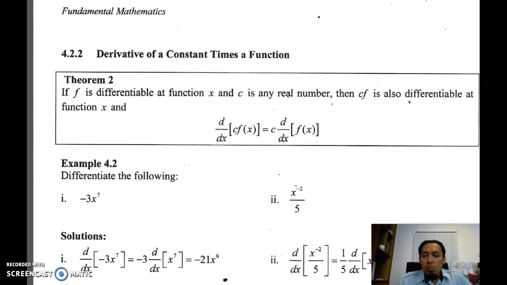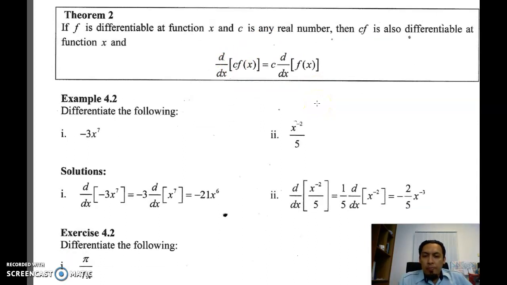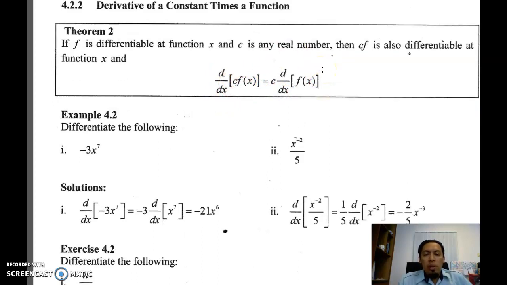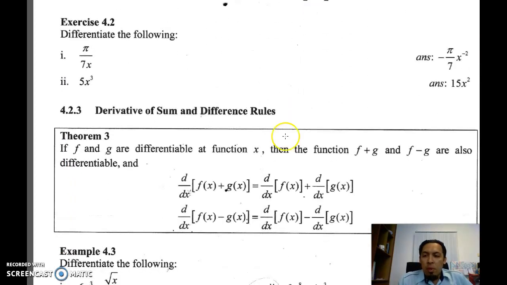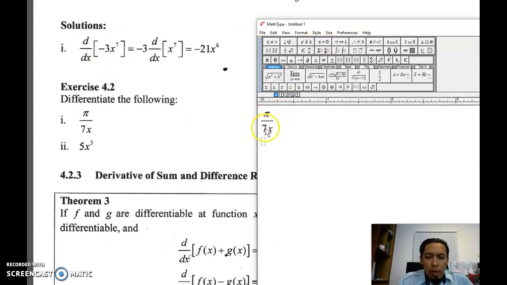Now the next one, derivative of a constant times a function. So the idea is they want us to know how to deal with a constant that comes with a function. Okay, so differentiate the following. How to do that, right? We have pi over 7x. First we need to determine what the constants are for this function. So pi is a constant and 7 is a constant. So we can deal with that. Okay. So now this is how we put notation to differentiate.